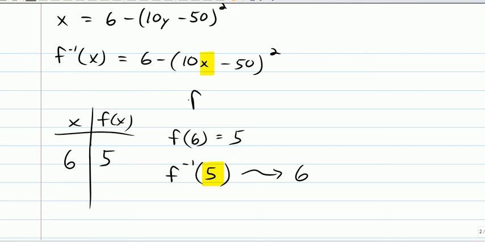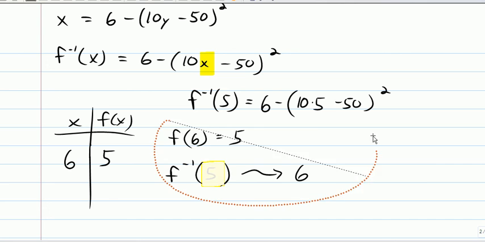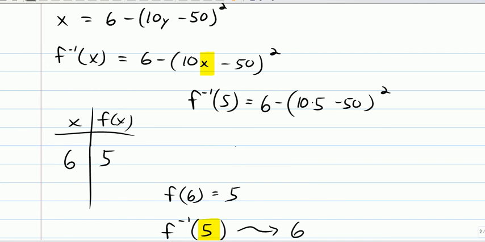So f inverse of 5 equals 6 minus 10 times... sorry, 10 times 5. We're plugging in 5. 6 minus (10 times 5 minus 50) squared. So that's 6 minus, well, 50 minus 50 squared. 6 minus 0 equals 6.